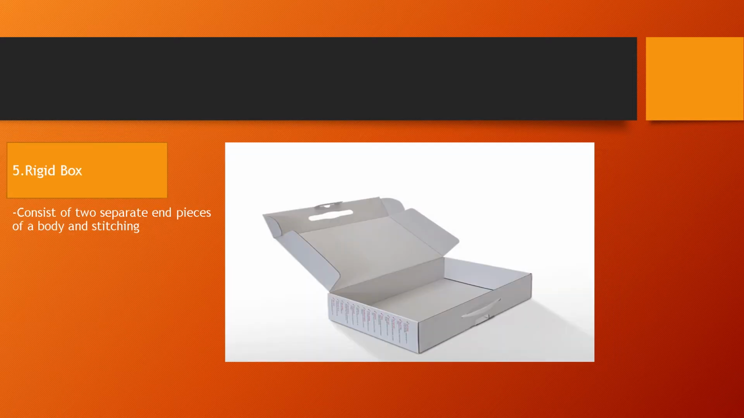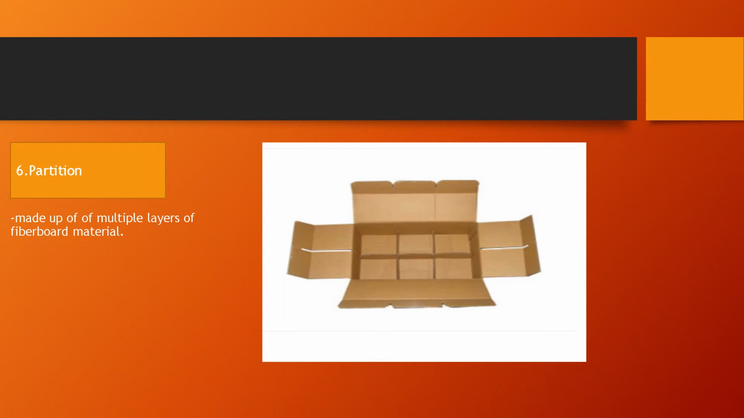Number five, the rigid boxes. This consists of two separate end pieces and a body. Then last is the partition. A partition is basically a pre-cut slotted piece of either corrugated cardboard or chipboard, a type of stiff, thick, flat, recycled paper.